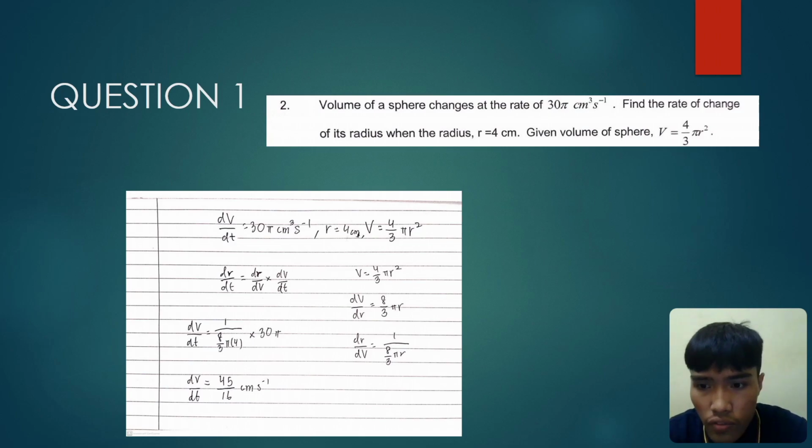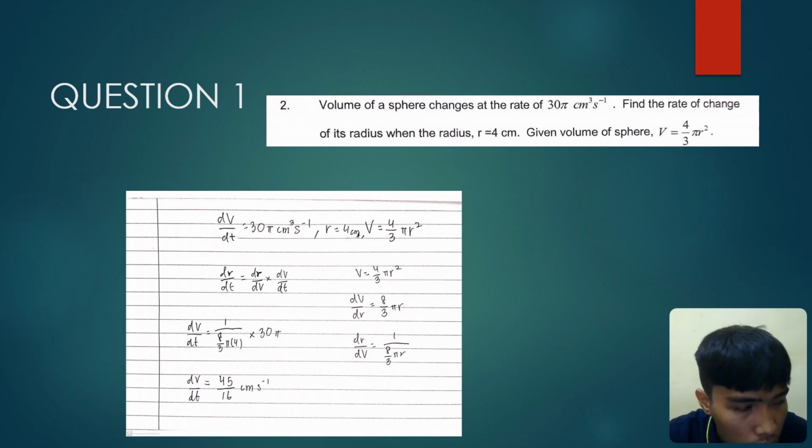Okay. From the question, the information that we get is dV/dt equals 30π cm³ s⁻¹, r equals 4 cm, and V equals 4/3 πr³. So the question wants us to find the rate of change of radius, so it's dr/dt. To get dr/dt, we get this equation: dr/dt equals dr/dV times dV/dt.